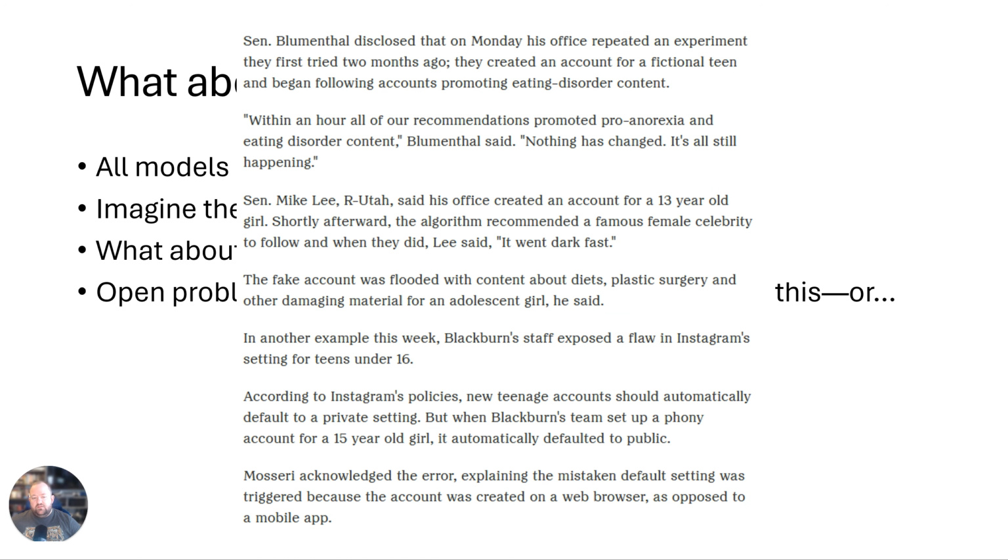Or this was a snip I pulled from an article about, I believe this was 4 or 5 years ago, where the Instagram CEO had to testify in front of Congress, and several senators created teen Instagram accounts. The hearing was on protecting teens on social media. And as you see here, within an hour, all of our recommendations promoted pro-anorexia and eating disorder content. And this is a critical flaw.